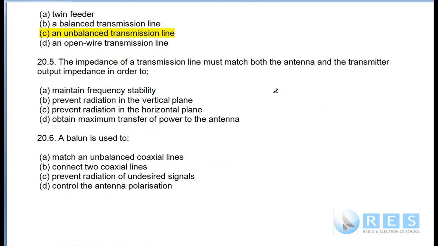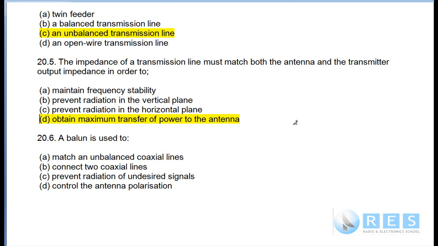20.5. The impedance of a transmission line must match both the antenna and the transmitter output impedance in order to obtain maximum power transfer to the antenna. If we don't have matched impedance, we have reflected waves on the transmission line which combine with the waves coming from the antenna, and we get an interference pattern of waves on the transmission line called standing waves, and they increase our transmission line losses substantially. Particularly once you go above 2.5 to 1 SWR, transmission line loss becomes a little bit miserable.